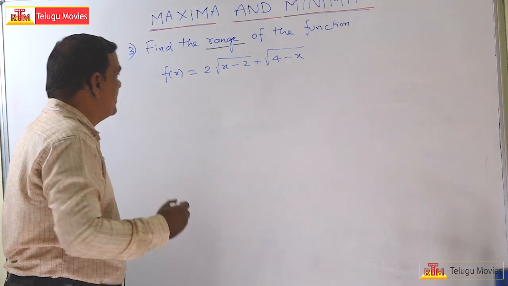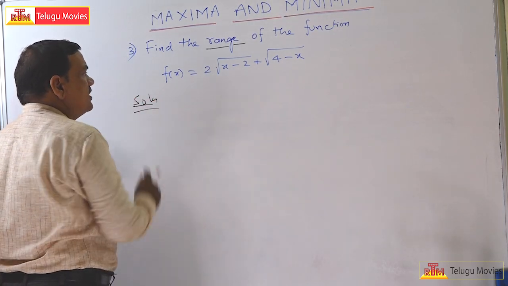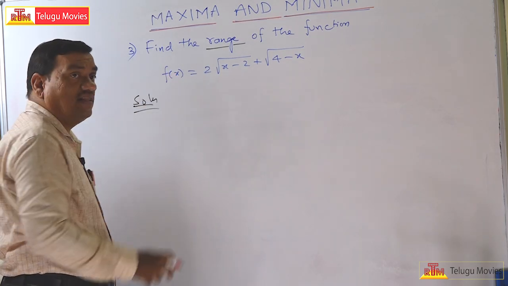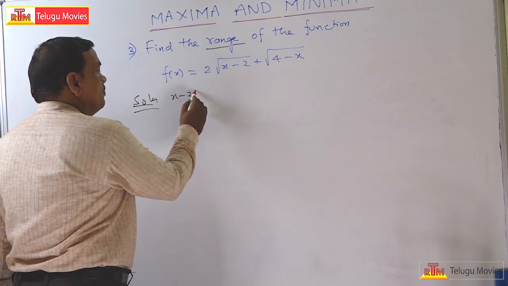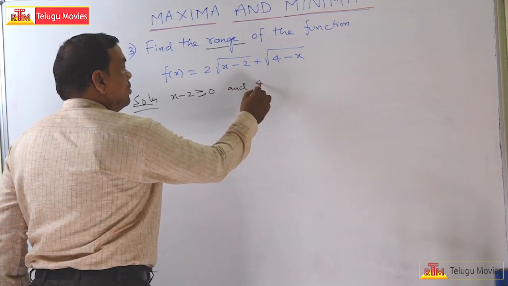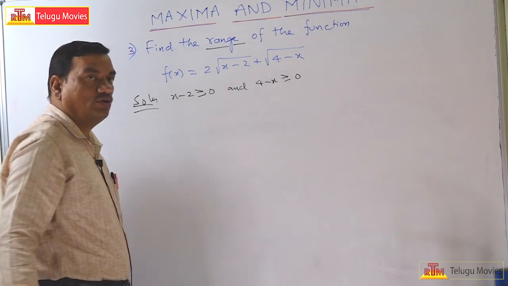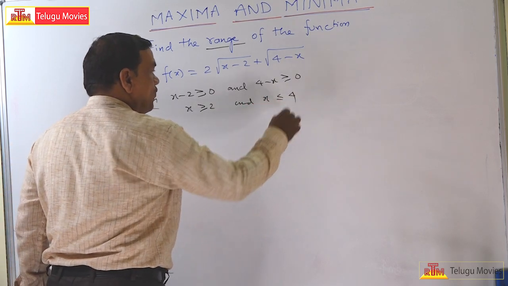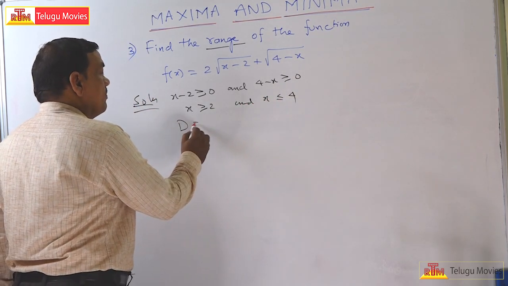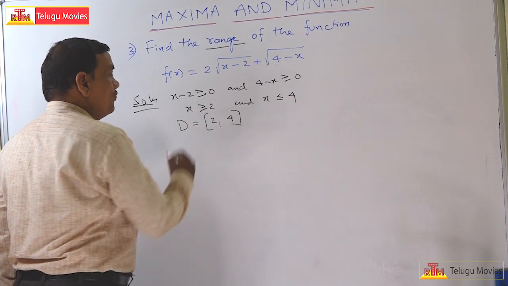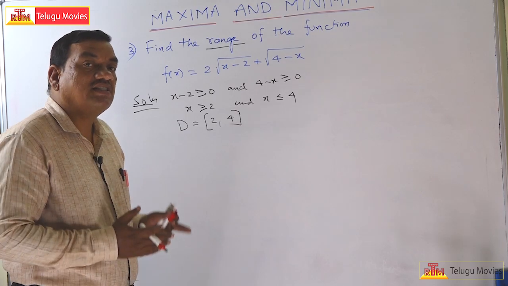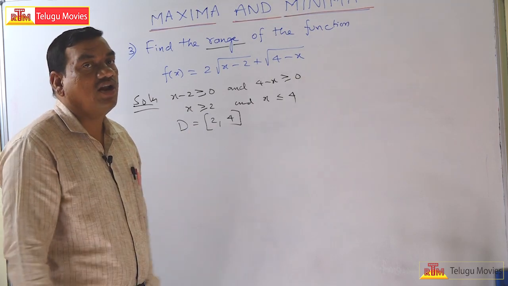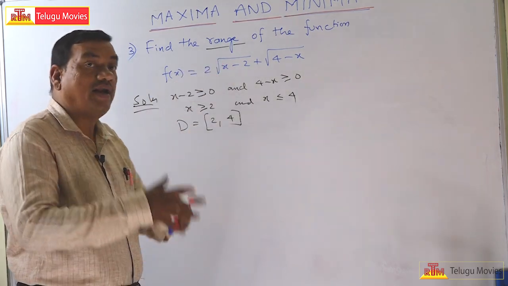Now let us find the domain of this function. Since these are under square roots, to define this function, x minus 2 should be greater than or equal to 0 and 4 minus x should also be greater than or equal to 0. That means x is greater than or equal to 2 and x is less than or equal to 4. Therefore, the domain of this function is the closed interval 2 to 4. That means this function takes values between 2 and 4 including 2 and 4. In this interval only you have to find its maximum value and minimum value.